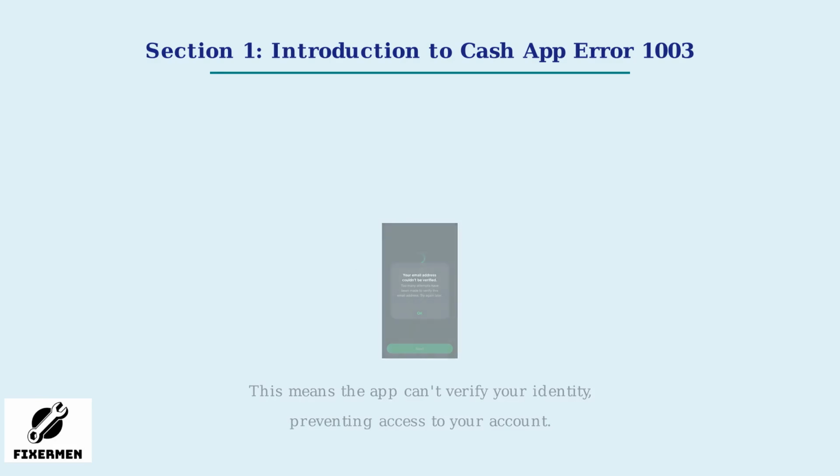Error code 103 on Cash App signals an authentication failed issue. This means the app can't verify your identity, preventing access to your account. It's a security measure designed to protect your funds, but can be frustrating. This video will guide you through understanding and resolving this error.